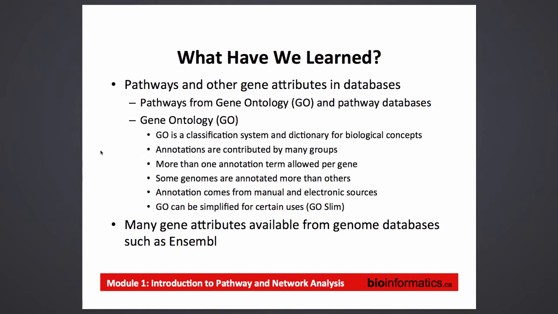Gene ontology is a classification system and dictionary for biological concepts. So there are two parts. It's the dictionary, so the biological terms, and then the annotations to these terms, associations with different genes. Keep in mind that every gene can have multiple annotations, and it will have multiple annotations due to the hierarchical rule of more general and more specific terms. Some genomes are more annotated than others, and some annotations are better quality than others. And for particular reasons, you may look at the GO Slim dataset that provides a simplified structure of GO.